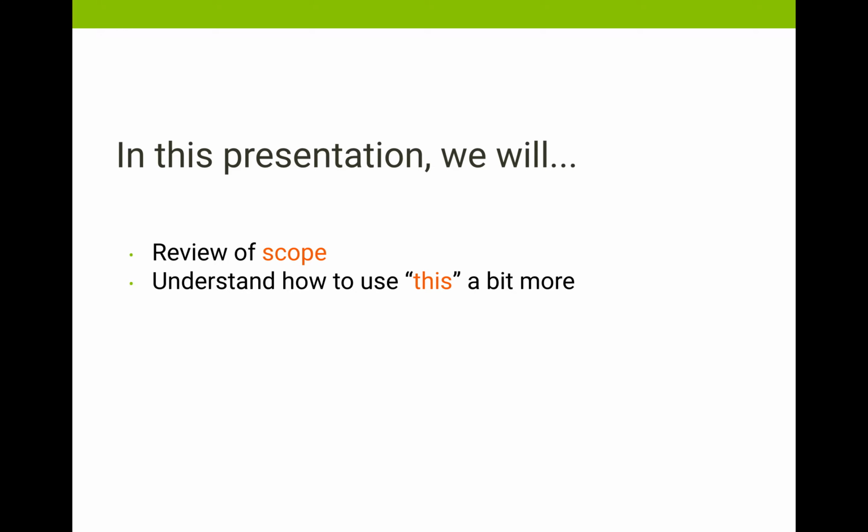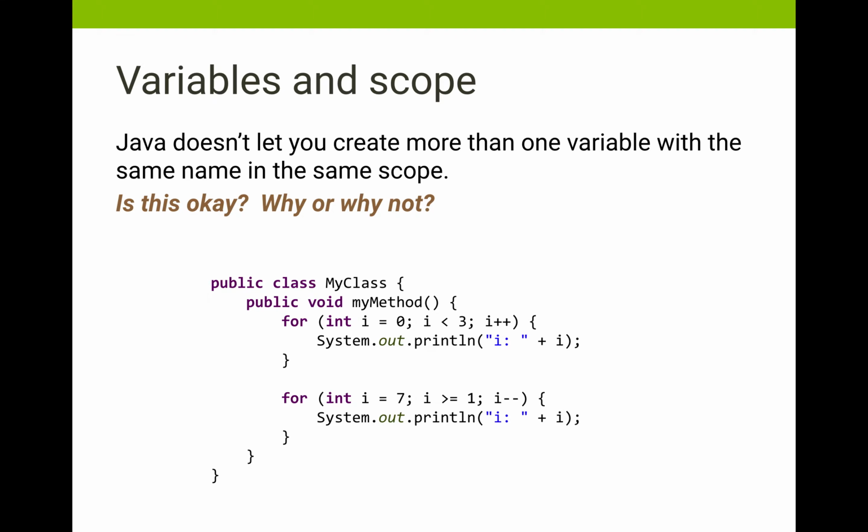All right, we're going to review some scope, and we're going to understand how to use the this keyword a bit more. All right, here we are. We got some code. Will this work? Can I do it? Note that I'm declaring i here, and it's in this method, my method. Will that work?